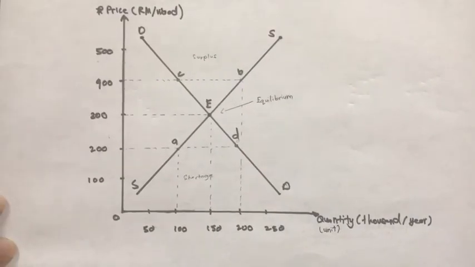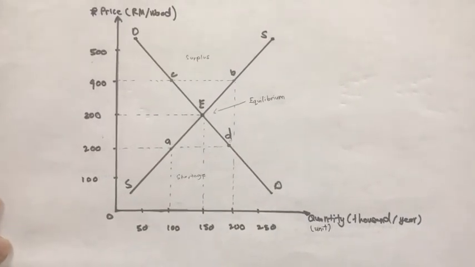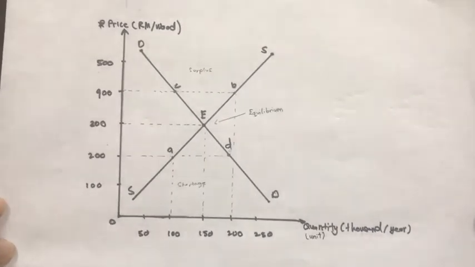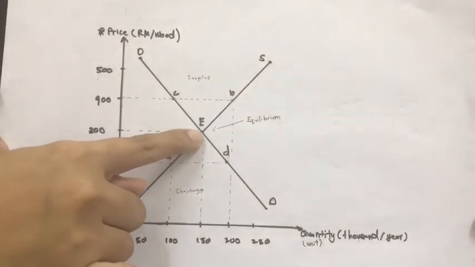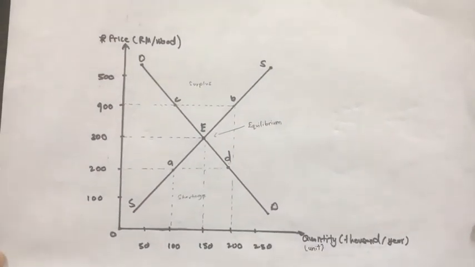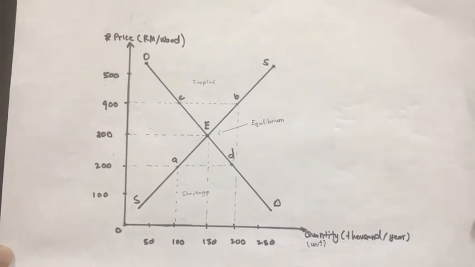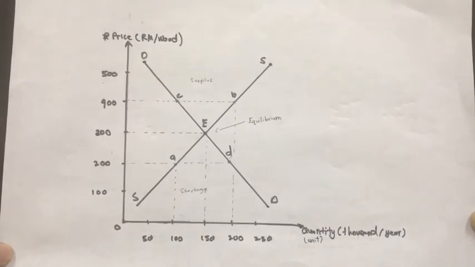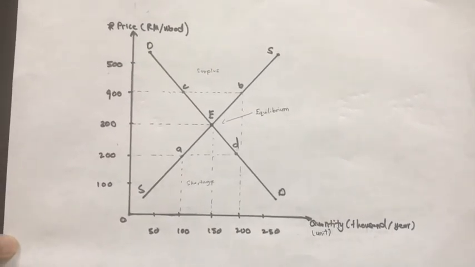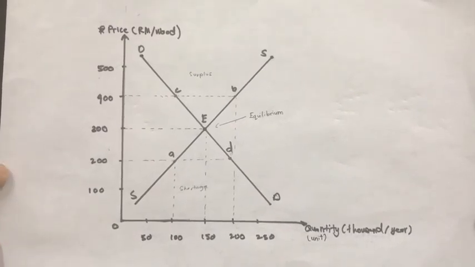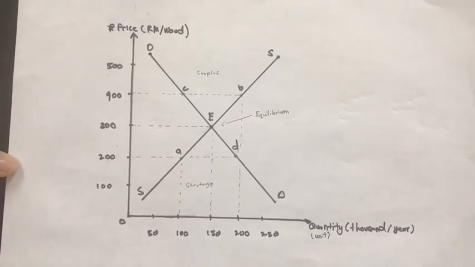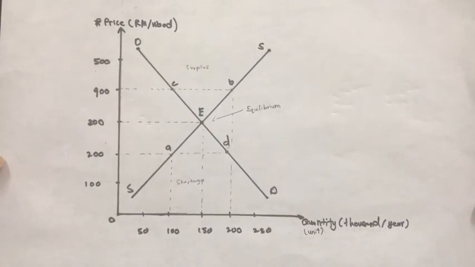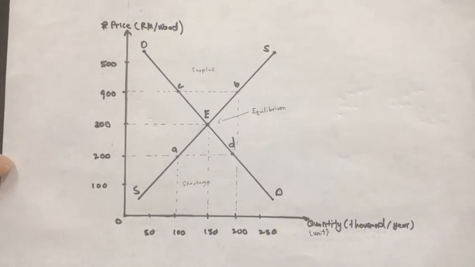The figure illustrates the market equilibrium, the price at which quantity demanded equals quantity supplied. The equilibrium is shown at point E, which is 150,000 quantity of wood and 300 for price. At a price above the equilibrium price, a surplus forces the price down. At a price below the equilibrium price, a shortage forces the price up.